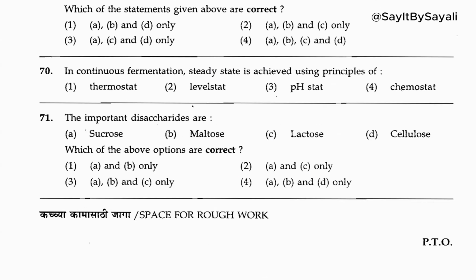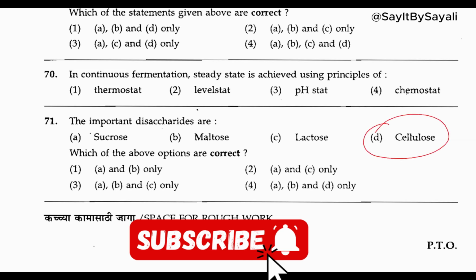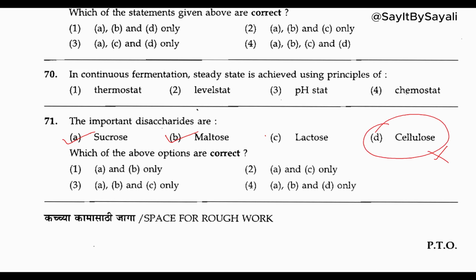Question number 71. The important disaccharides are A. Sucrose, B. Maltose, C. Lactose, and D. Cellulose. Firstly, cellulose is not a disaccharide, it is a polysaccharide, and all of these three are important and common biologically significant disaccharides. That's why the correct answer is 3. A, B, C, all are important disaccharides.